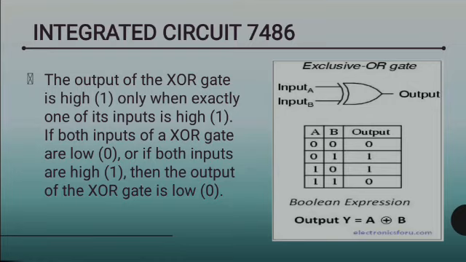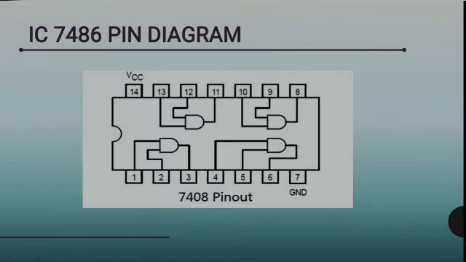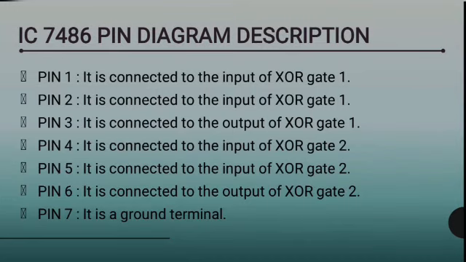If both inputs of the XOR gate are low, or if both inputs are high, then the output of the XOR gate is low. The symbol, the truth table and the output expression are shown in the figure. The figure shows the pin diagram of IC 7486. The pin 1 and the pin 2 are the inputs of XOR gate 1, and the pin 3 is the output of XOR gate 1.